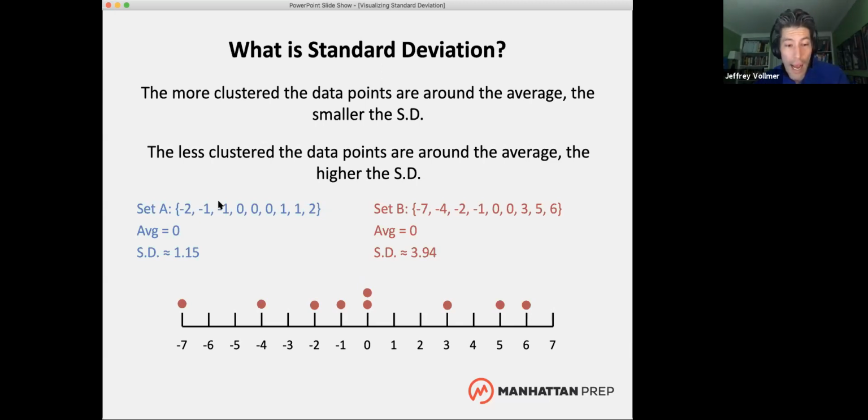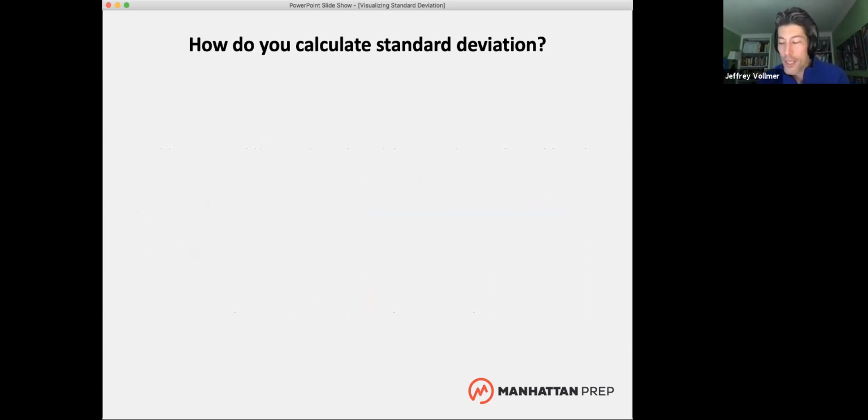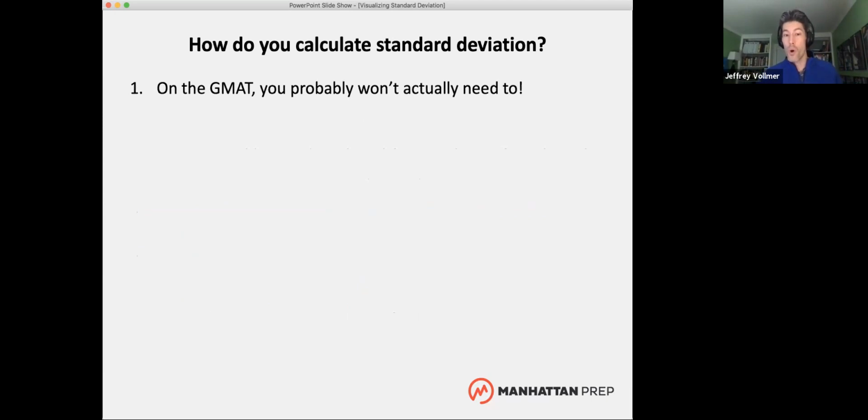Okay, so how did I arrive at these standard deviations though? Did I just wave a magic wand and voila, we had it? So how are we going to calculate standard deviation? Well, the good news is on this exam, you probably won't really have to do it. There might be occasional really small sets of numbers that we have to determine the standard deviation of, but in general, the GMAT's not interested in seeing if you know all the rules for calculating standard deviation. They want to see if you understand the concept at a deeper level.